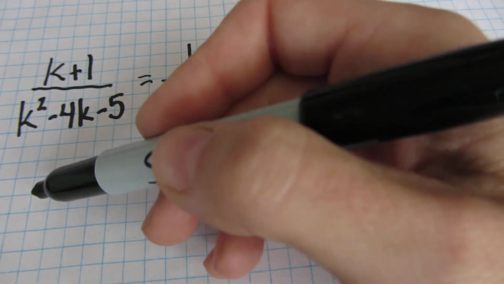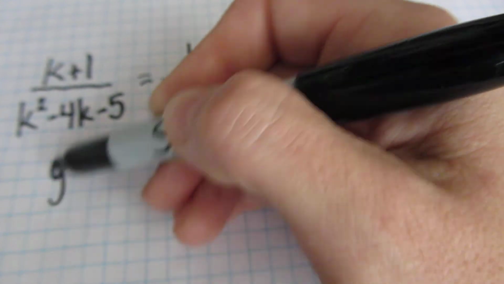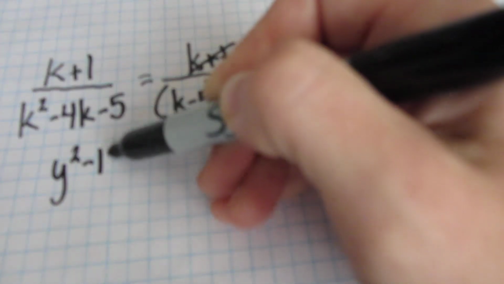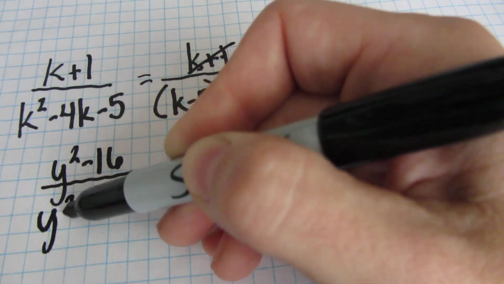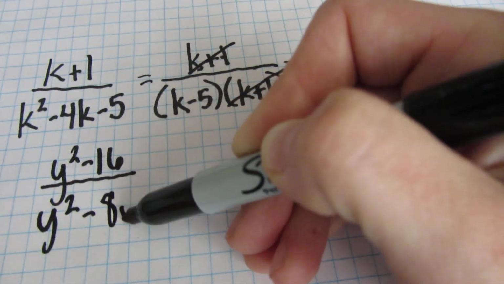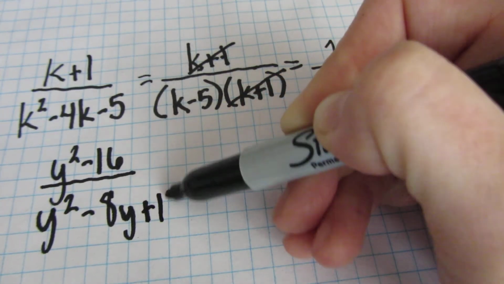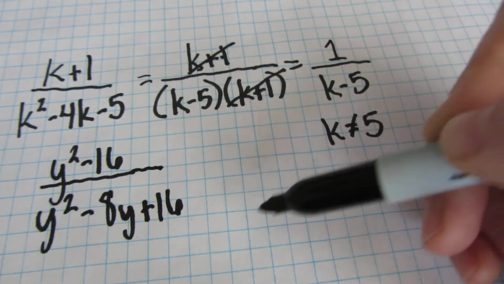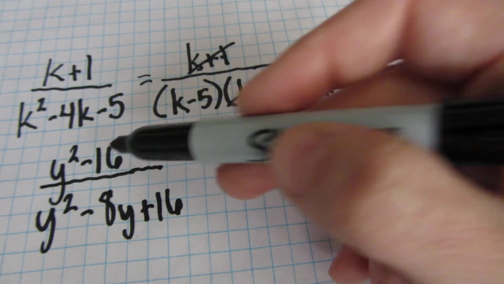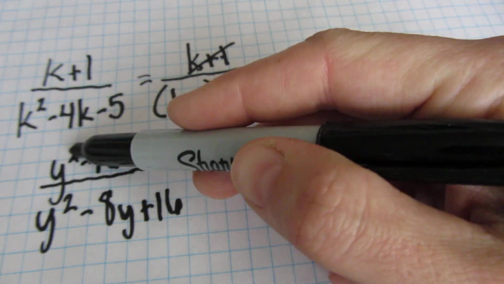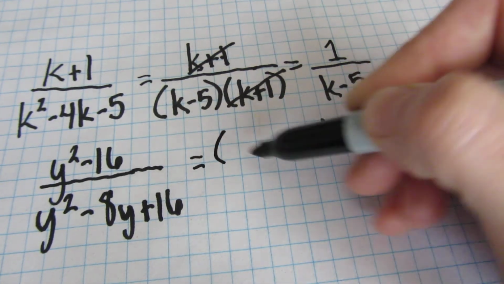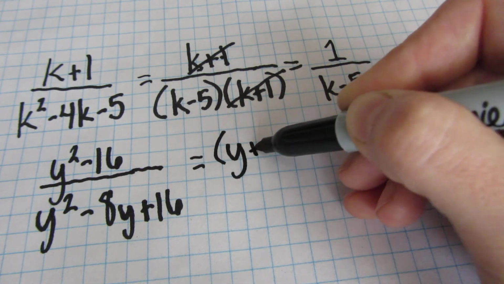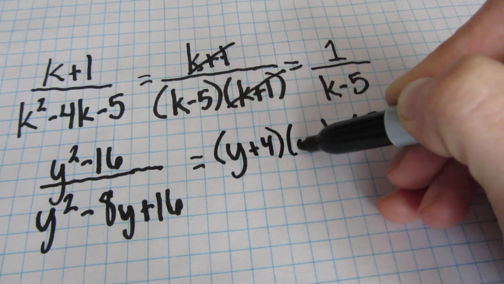All right, let's try another one. y squared minus 16 over y squared minus 8y plus 16. We're going to simplify both top and bottom. This time, I notice that my numerator is a difference of squares. So I'm going to make that my y plus 4 times y minus 4.